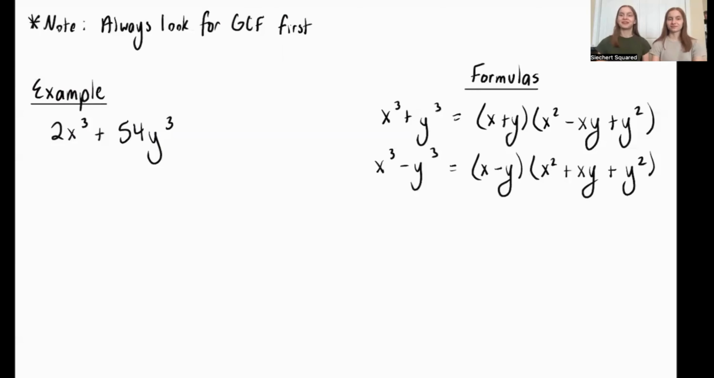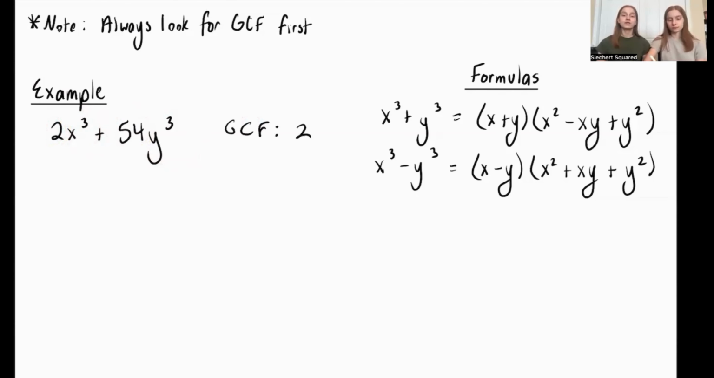Every single time whenever you factor. So looking at the variables, both of the terms do have variables, but because they are different variables, there actually is not going to be a variable in your GCF. Now, looking at the 2 and the 54, the GCF is actually going to be 2. 2 is the biggest number that divides both 2 and 54.